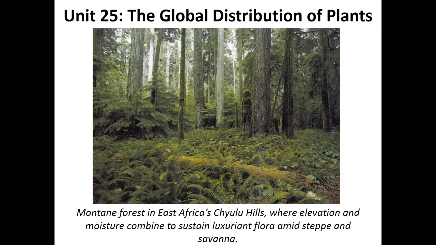So, global distribution of plants. This particular picture is kind of a hilly area in East Africa. The area near this forest is mostly open savanna and drier, but on this particular hill, it's cooler because it's higher up and they get moisture from the wind blowing in, so it has a unique microclimate of plants that are very different than the surrounding environment.